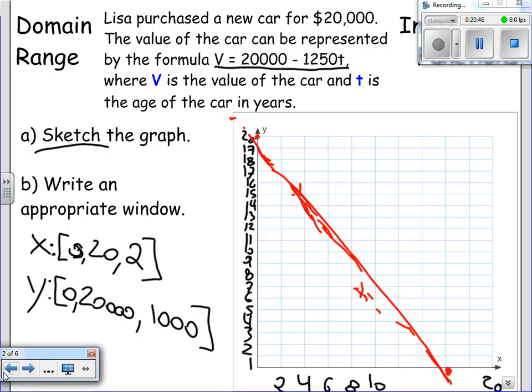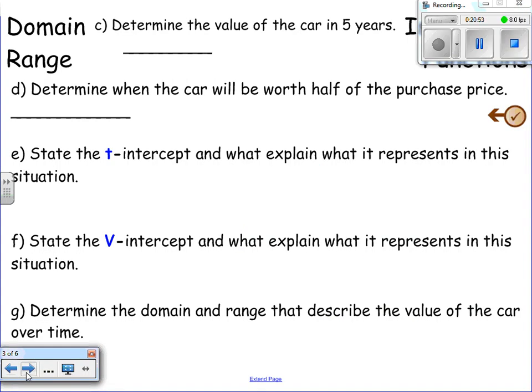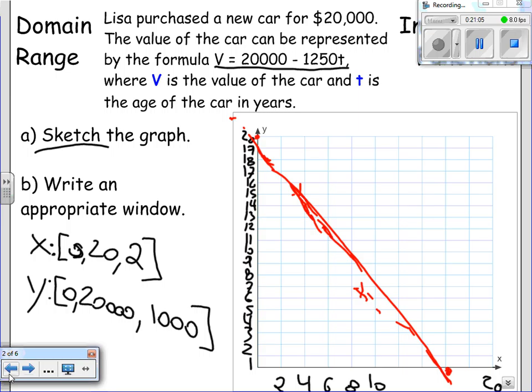State the t-intercept and explain what it represents in this situation. We've already found it. Remember how I said we were going to find the intercept? At some point they were going to ask you that. We already did all the work when we were sketching our graph. The t-intercept. T is time, so which graph is that, y or x? X. T is time, it's your x. What was your intercept? Yep, 16.